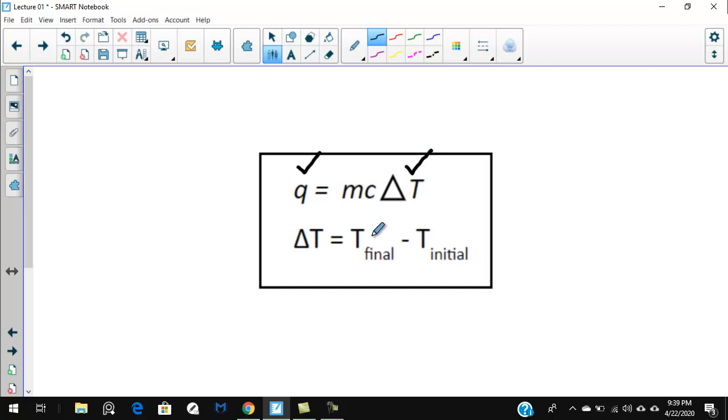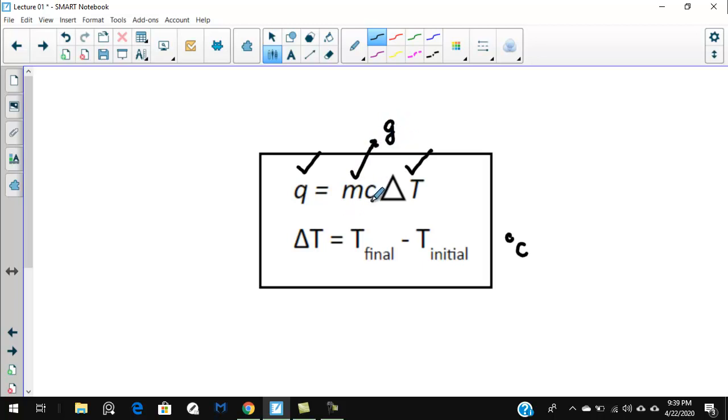So what is it at the beginning? What is it at the end? And calculating this change in temperature. And we'll do that in degrees Celsius. Then we're going to have the mass of the material, and we'll use mass in grams.